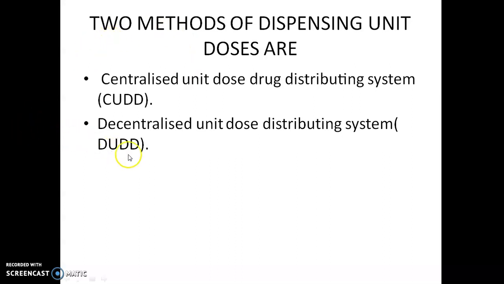Then comes the decentralized unit dose distribution system. It is also known as bedside pharmacy, where the pharmacy is near the patient's beds. Wherever the patient ward is, there is a pharmacy for the proper medication and treatment of that patient. So the pharmacist comes to know everything, right from the medicine and treatment. Is there any adverse drug reaction or not? So everything comes under the decentralized unit dose distribution system, and it includes bedside pharmacy also.